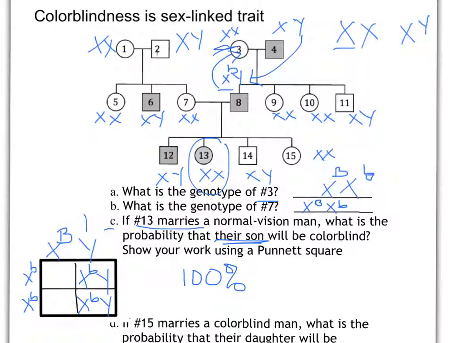Now the daughters are a different story, because the daughters are going to get the dominant allele from the dad, but the recessive allele from mom. Dominant, recessive. So the females, the daughters, are going to be heterozygous. They have 1 of each allele, and they're going to be carriers, because they can see color. They have the dominant allele, but they carry the recessive allele.